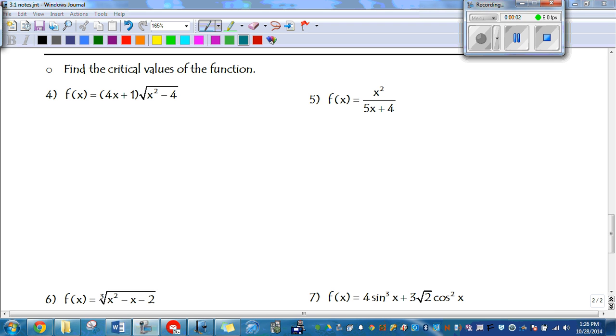Alright, so in these problems we're supposed to find the critical values of the function. So remember, critical values are when the derivative equals 0 or the derivative does not exist. So we have to find out the values that make that true. So first thing we're going to have to do is figure out that derivative.